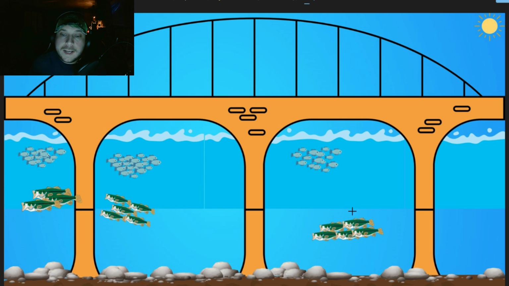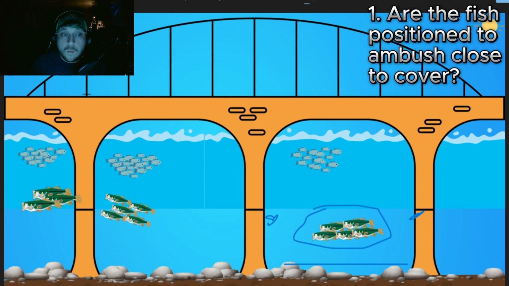But how do we know these fish are not active? They're not positioned close to cover. Okay, they're not positioned close to the bottom up against this cover, so they're not using any kind of camouflage. These fish are just lethargic. They're not ready to eat yet. So, with that being said, there's a few things we can take from this. Pay attention to one, are these fish positioned close to cover?